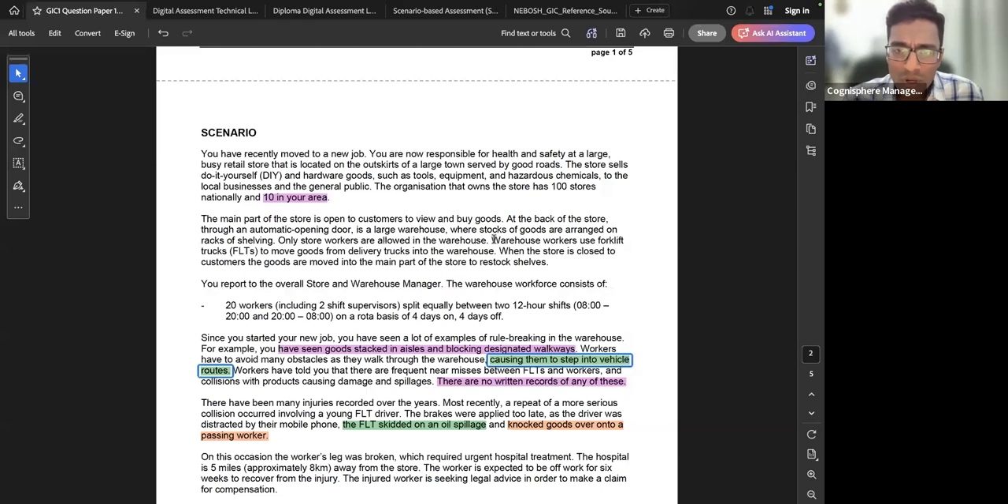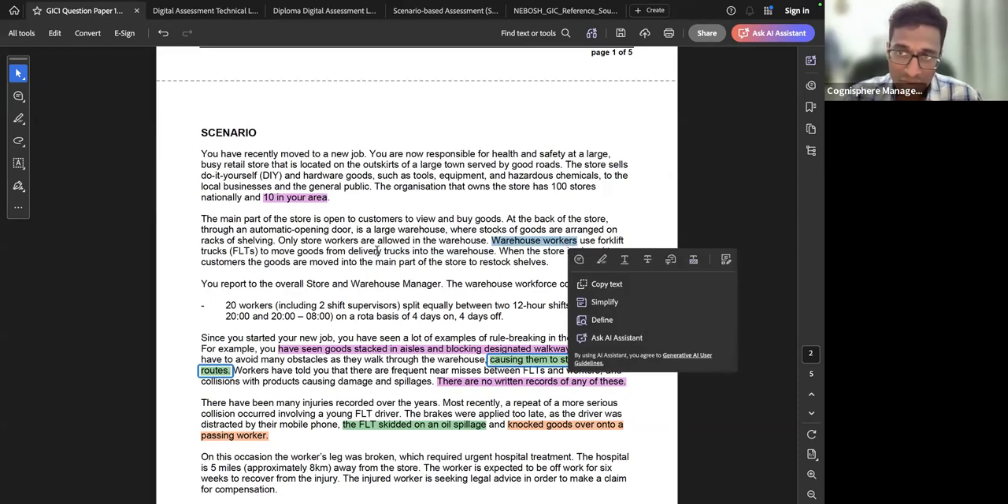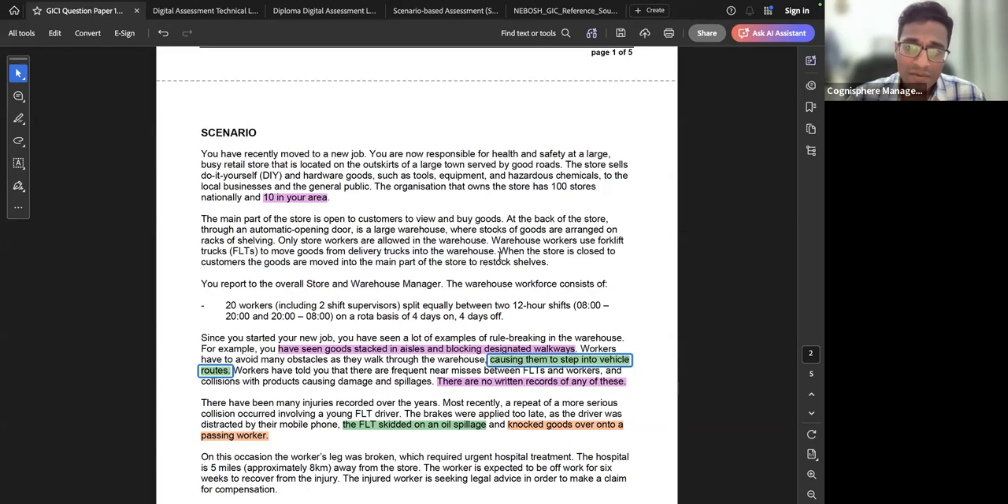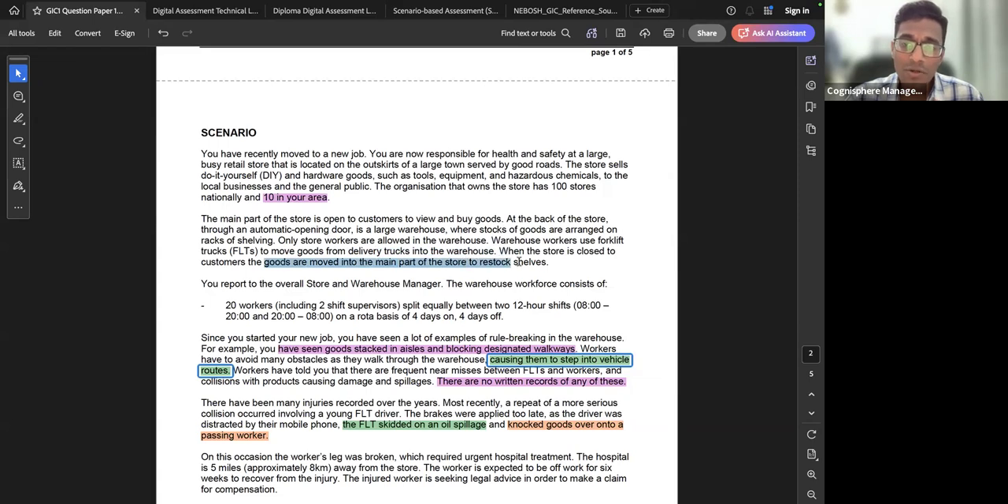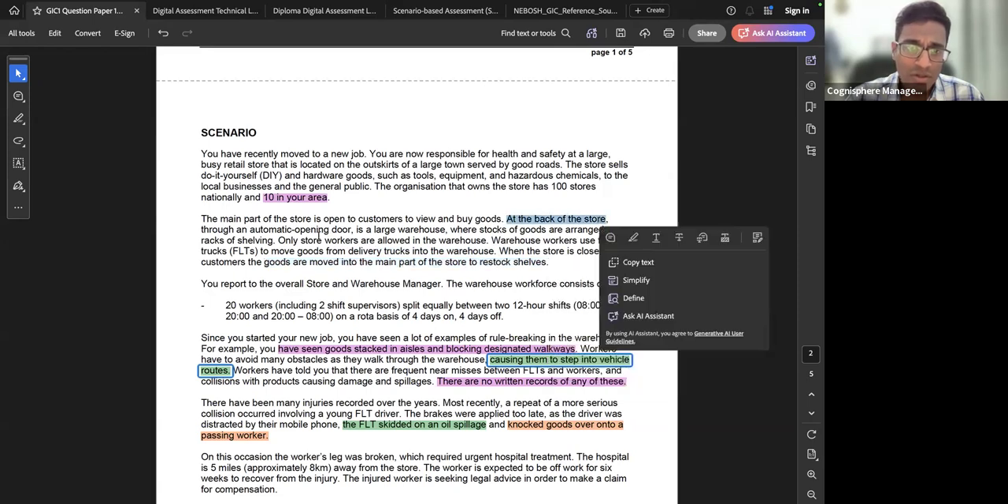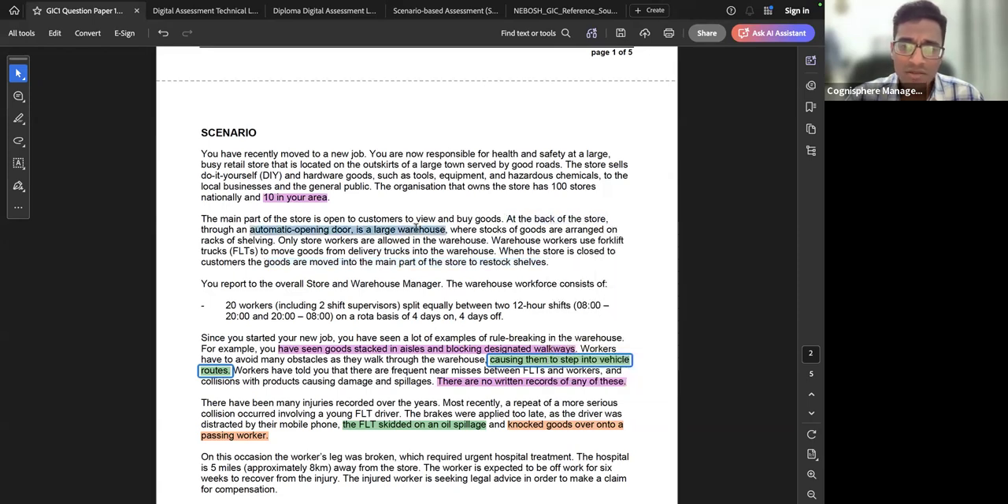So warehouse workers use forklift trucks. First is the delivery trucks, they arrive at the warehouse. From the delivery truck arriving at the warehouse, the warehouse workers use the forklift truck to move the goods from the delivery truck into the warehouse, and then when the store is closed, the goods are moved into the main part of the store to restock the shelves. And then at the back of the store, through an automatic opening door, is a large warehouse.